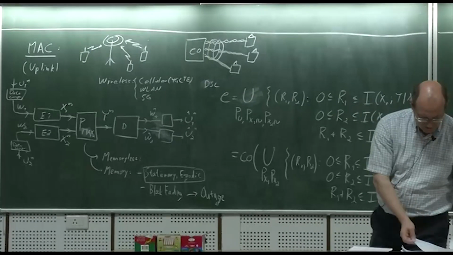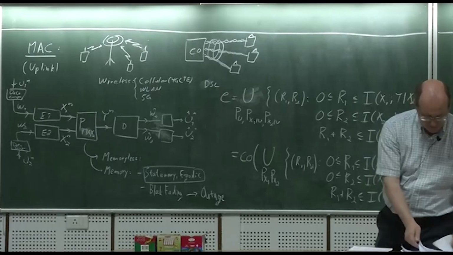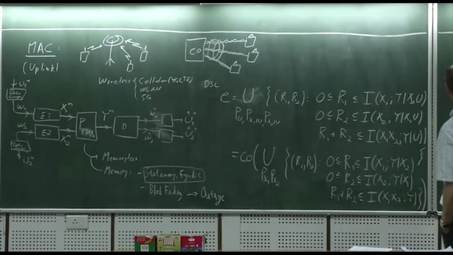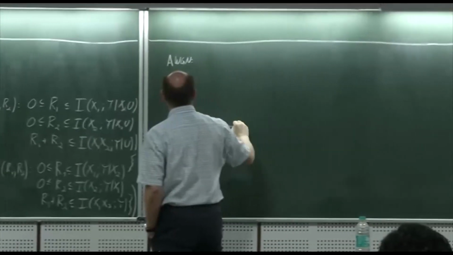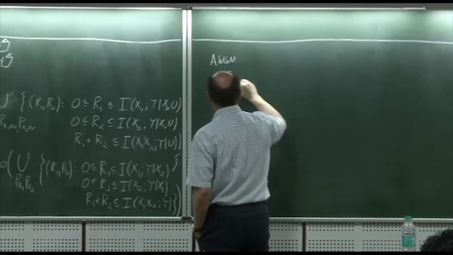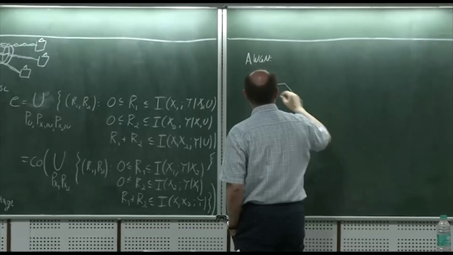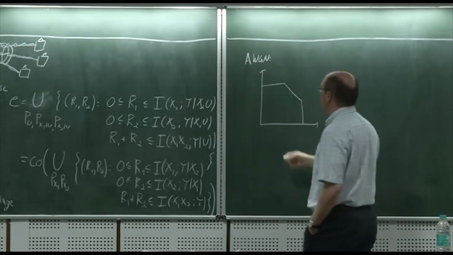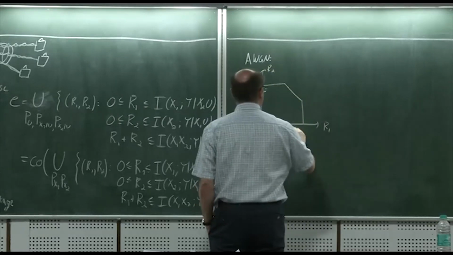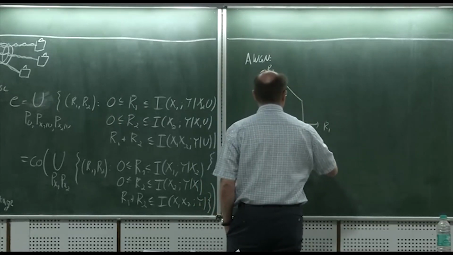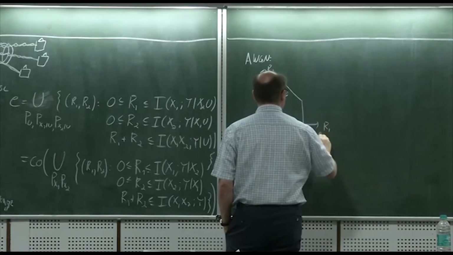Okay, so we talked a lot about the Gaussian channel, the additive white Gaussian noise channel, for which the region turns out to be simple. We don't need time sharing at all. It's just this pentagon. So this is rate 1, rate 2. This here is 1/2 log of 1 plus P1 over N.